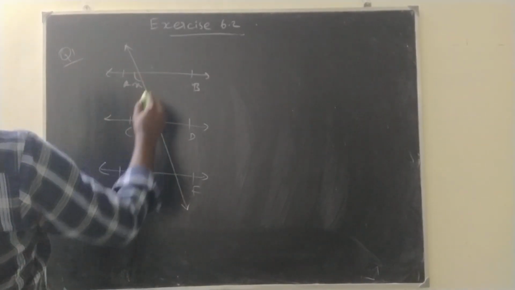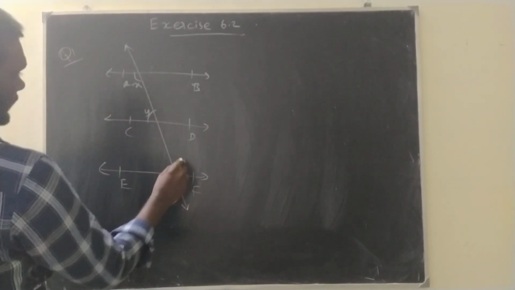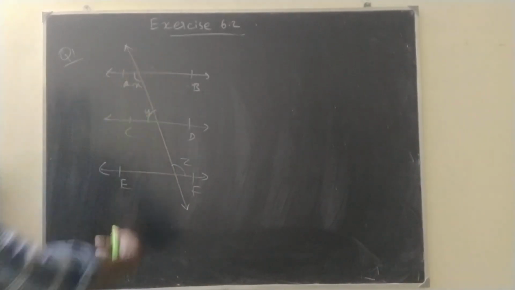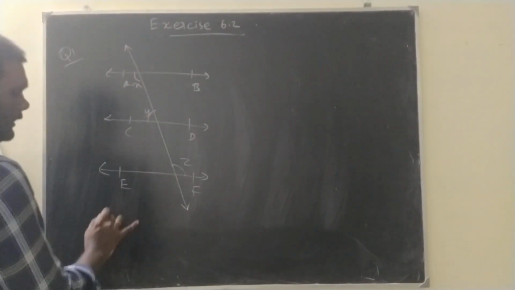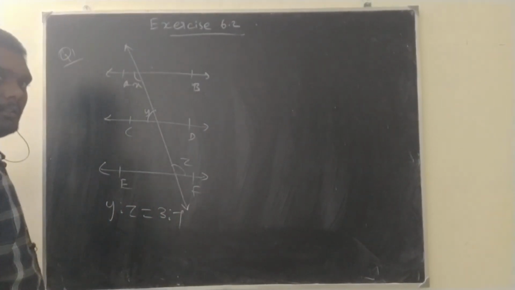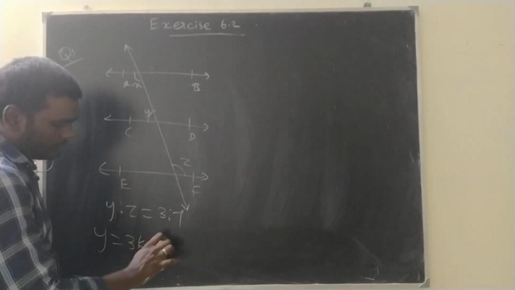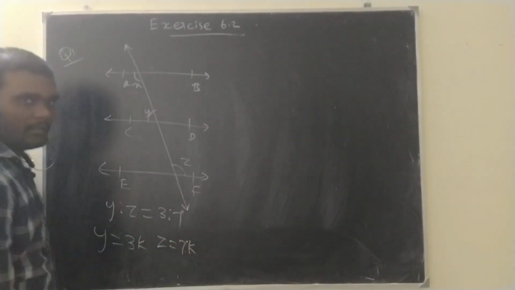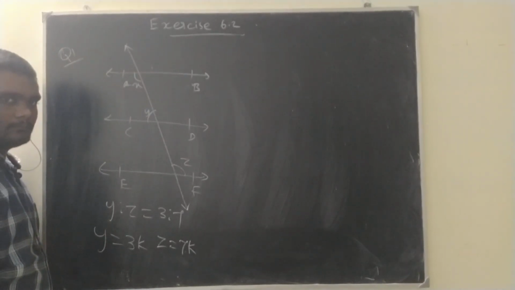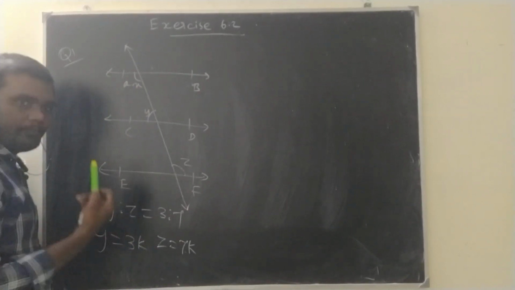This is the value of x, and this is the value of y. This is the value of z. And they have given that all these three lines are parallel to each other, and y is to z is 3 is to 7. So I will take y is equal to some 3k, z is equal to some 7k. See here I am not using x. Do you know why? Because x is already there. If you use x means we get confused. So I am using k.